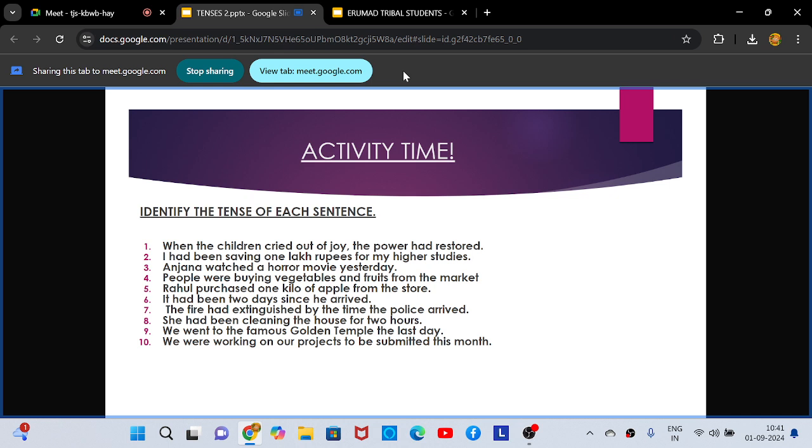Rahul purchased 1 kilo of apple from the store. Simple past. There is a subject, there is V2, there is an object, that's all, simple past.